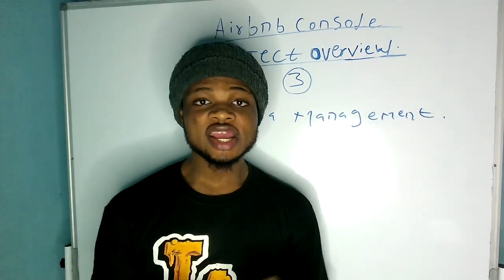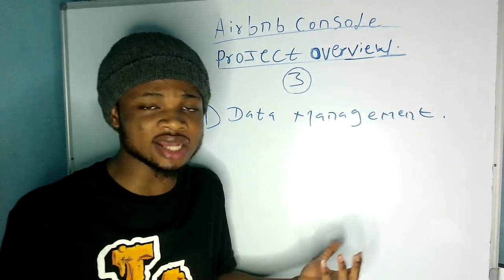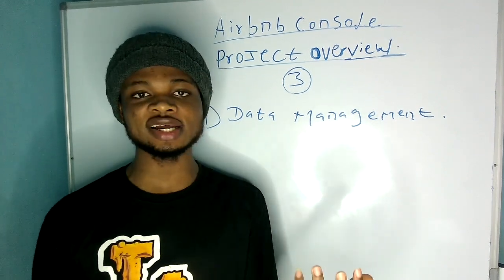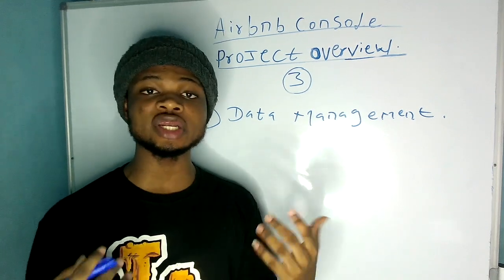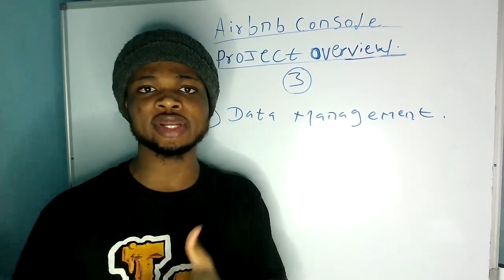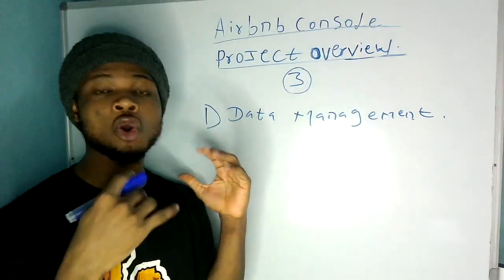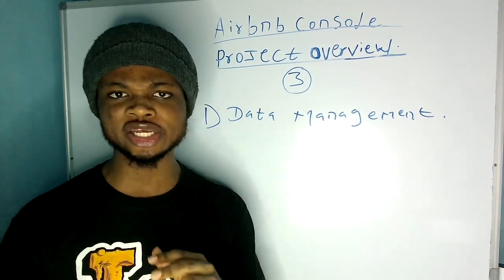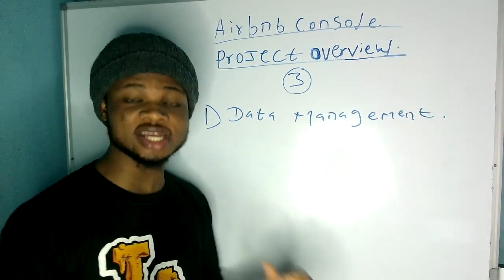For instance, if a user opens a new account in your application, that's data. If a user wants to change his or her email, that's data. If a user wants to upload a new asset in the Airbnb application, that's data. If a user wants to request his or her whole data stored in your application, that's data for crying out loud. So you need a way to manage those data.